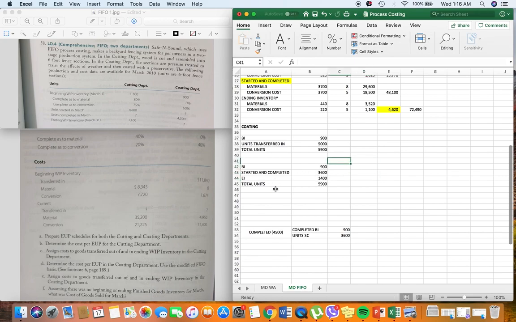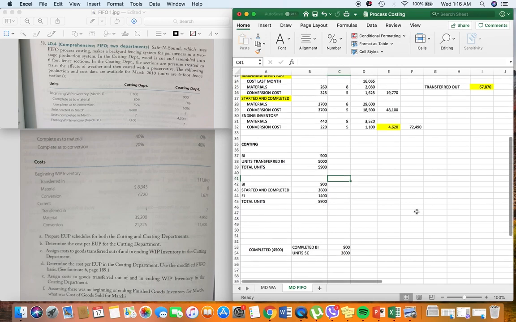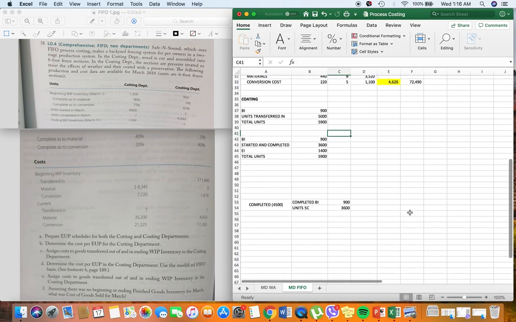So yun. Again, diba? Please take note of this. Okay? Units completed is not the same as the units started and completed. They are two different things. You have to distinguish one from the other. Okay? Next, syempre, we have to compute for the EUP for each cost component. Since this is the second department already, for a while, kumpletohin lang natin to. Coding department.